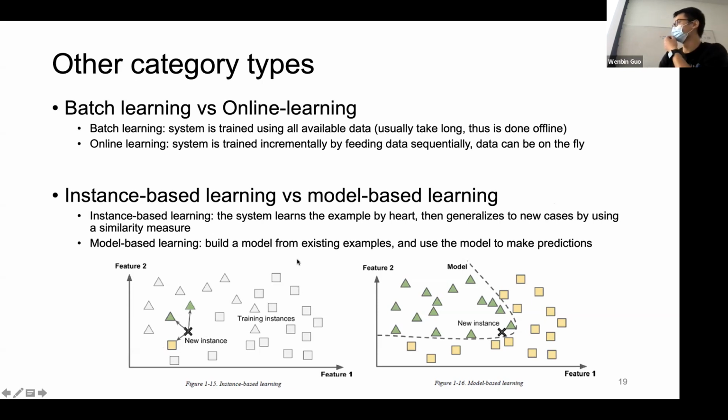Model-based learning tries to learn a model, sometimes called decision rules or decision boundaries, to separate these two types of categories. For example, the support vector machine, which is SVM. So when a new instance comes in, it will use the model or the decision boundary to decide whether this new instance is type one or type two.